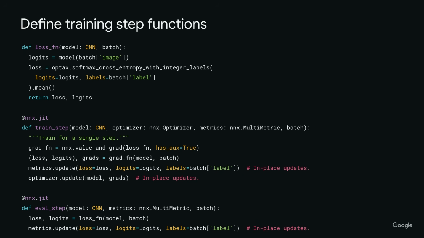Here, we define the training and evaluation step functions. The loss function calculates the cross-entropy loss between the model's predictions and the true labels. The train step function computes the gradients of the loss with respect to the model parameters. It updates the metrics and applies the gradients using the optimizer. The eval step function calculates the loss and updates the metrics during evaluation without performing gradient updates. Both train step and eval step are decorated with nnx.jit for just-in-time compilation, which significantly improves performance.